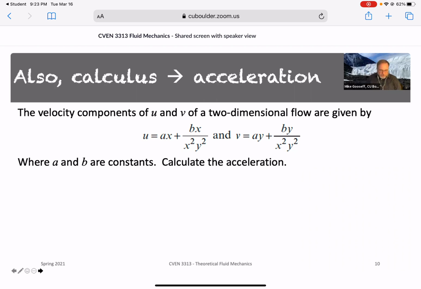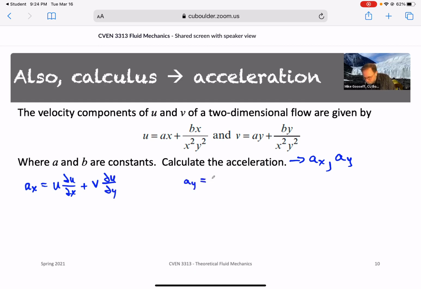Okay, so we have these two givens. We are looking essentially for acceleration in the x direction and acceleration in the y direction. Okay, those two things. So ax, we noted kind of dryly perhaps last week, is equal to u del u del x plus v del u del y, and ay, the acceleration in the y direction, is equal to u del v del x plus v del v del y. Okay, so what we're going to end up doing then is taking the derivative of the u and v components that were given with respect to x, with respect to y, plug them into these equations.